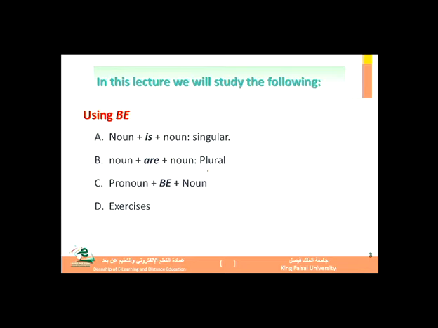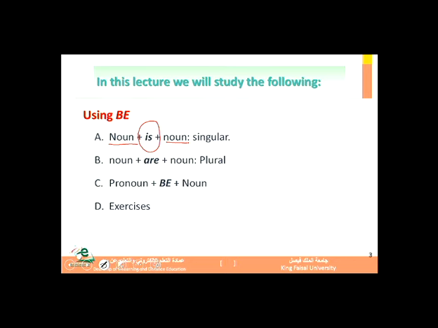In this lecture, we are going to introduce the verb to be. We are going to look at different sentence structures in which the verb to be can come. So basically, in this lecture, we are going to study the following. A sentence in which we start with a noun, followed by one form of the verb to be, followed by another noun. This is a situation where both nouns are singular. We are going to look at this structure and have some examples so that it becomes clear for us.